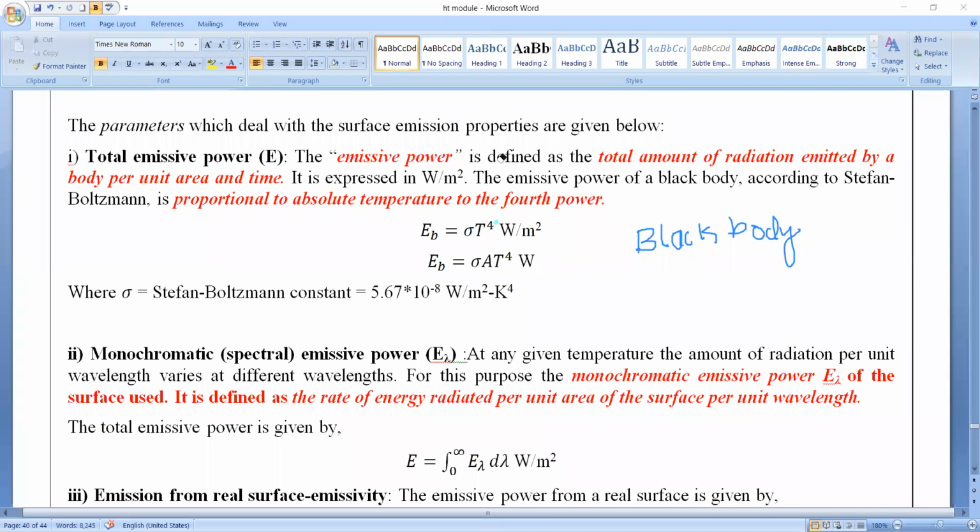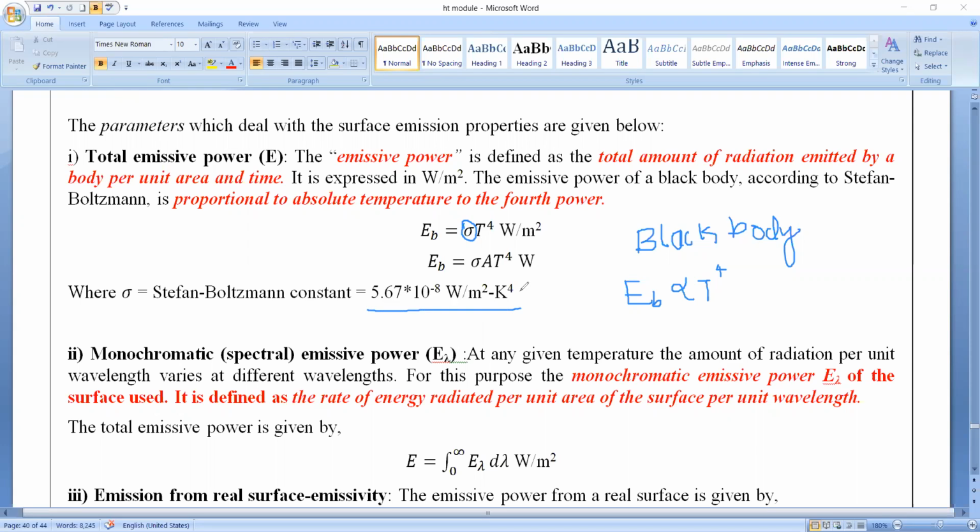The constant of proportionality is sigma. Sigma is called Stefan Boltzmann's constant. Basically, we can write the emissive power of a black body is directly proportional to the fourth power of the absolute temperature of that body. If we replace the proportionality sign by an equality sign, we take the constant sigma, which is termed as Stefan Boltzmann's constant, and its numerical value is 5.67 into 10 to the power minus 8 watt per meter square Kelvin to the power 4.